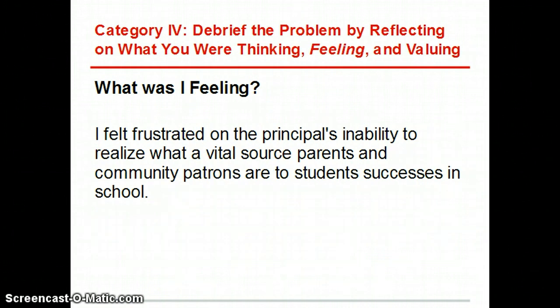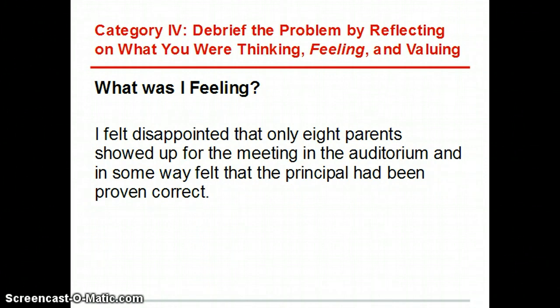Category 4, debrief the problem by reflecting on what you were thinking, feeling, and valuing. What was I feeling? I felt frustrated on the principal's inability to realize what a vital source parents and community patrons are to students' successes in school. What was I feeling? I felt disappointed that only 8 parents showed up for the meeting in the auditorium, and in some way felt that the principal had been proven correct.